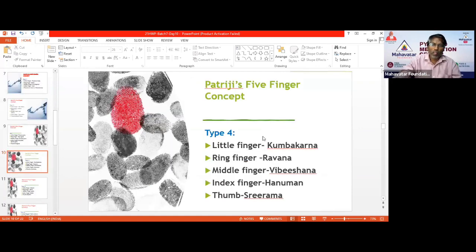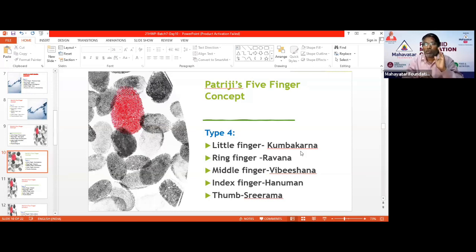Now, type 4: I am giving a different way of explaining our spiritual science using the five finger concept. It is one more concept of type 4. The little finger refers to Kumbhakarna. That means six months sleeping, six months eating and sleeping. That refers to only body consciousness, isn't it?